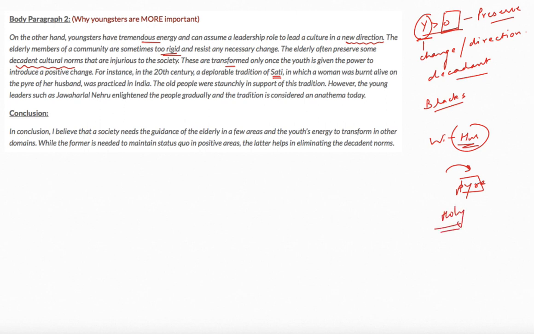So it was the youth in the early part of the 20th century that actually violated this practice and decided to end it. The old people were staunchly in support of this tradition, but young leaders made people aware about the wrong effects, the bad effects of such a practice. So this is how the youth is more important than old people.